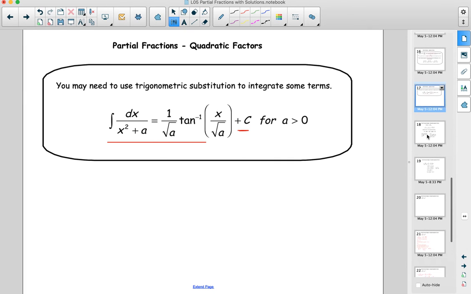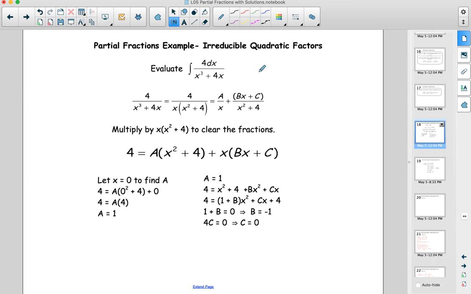All right, I'm going to walk you through an example. So we have the integral of 4 dx over x cubed plus 4x. The first thing I'm going to do is factor out the x. Then I'm left with x squared plus 4. X squared plus 4 is definitely irreducible. That is not factorable. It has complex roots. So I'm going to put A over my linear factor.